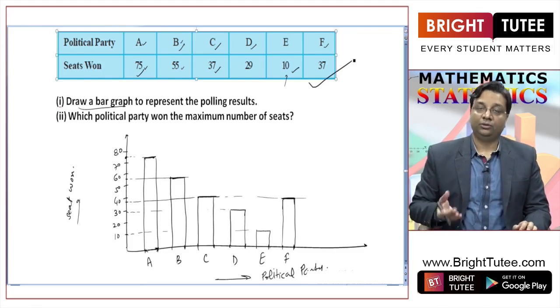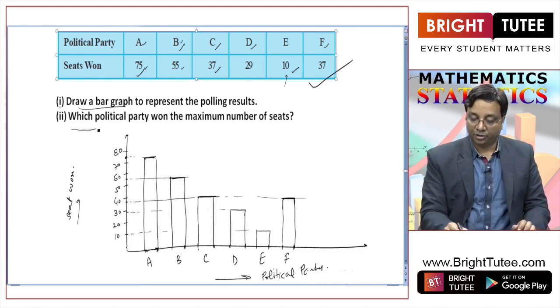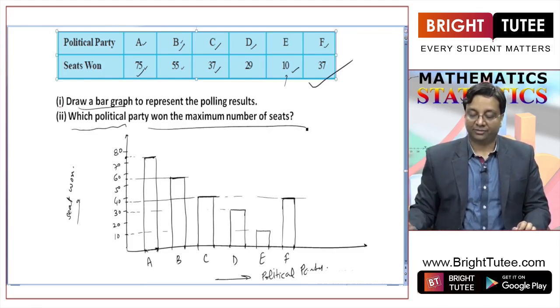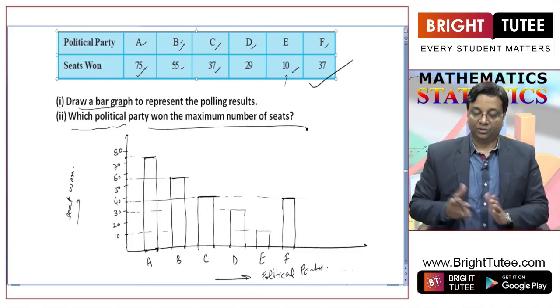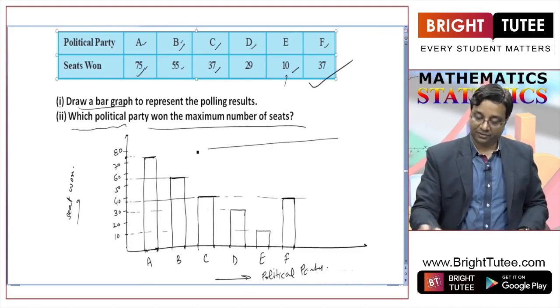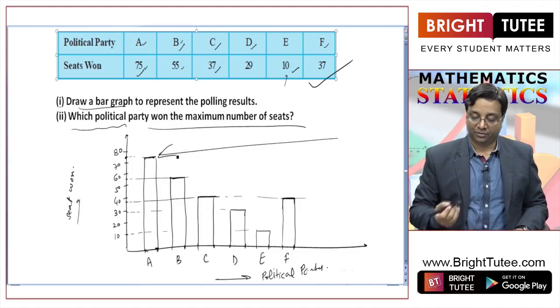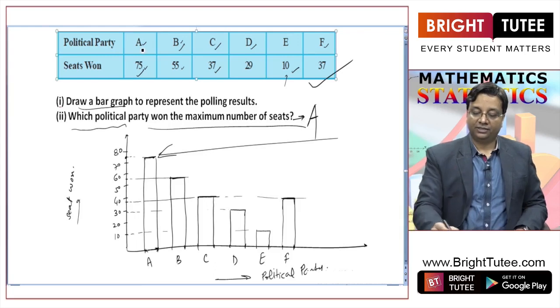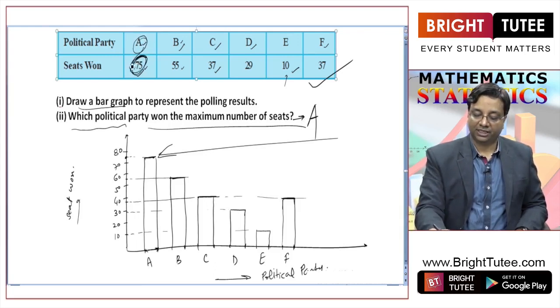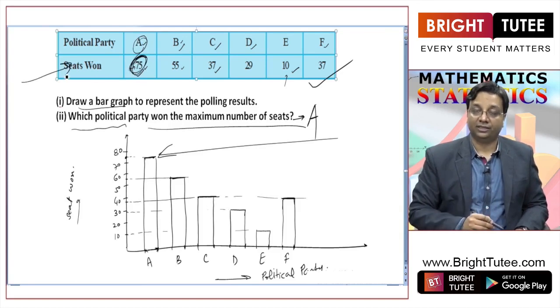Now, just by looking at this bar graph, what can you say? Which political party won the maximum number of seats? So obviously you will look at the highest bar, which is this one. So the political party which won the maximum number of seats is party A. You could have seen it from this table also, because 75 is the maximum number of seats won here.